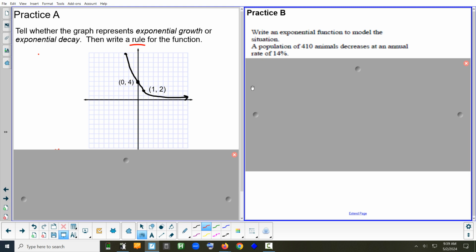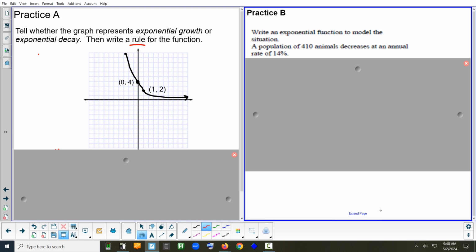Practice B says write an exponential function to model the situation. A population of 410 animals decreases at a rate of 14%. They're not asking you, like in the last problem, to figure out how many animals will be left in 2002 or something. You're just writing a formula. You don't have to plug anything in and use the calculator. Just write the formula and you're done. Let's try those two, and then when you get those, just call one of us over and we'll take a look.